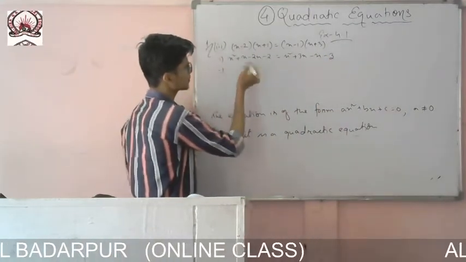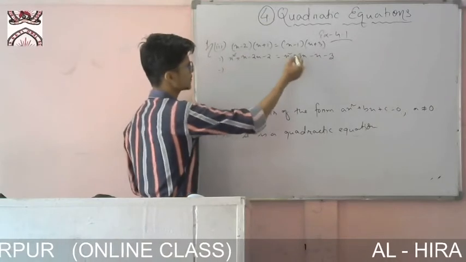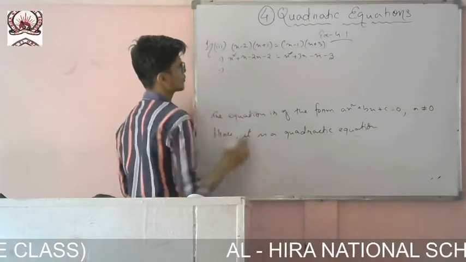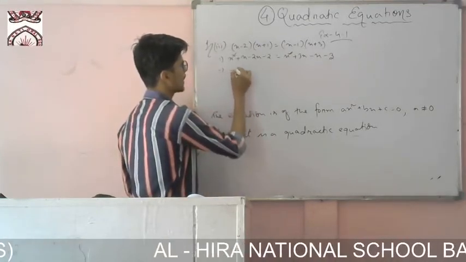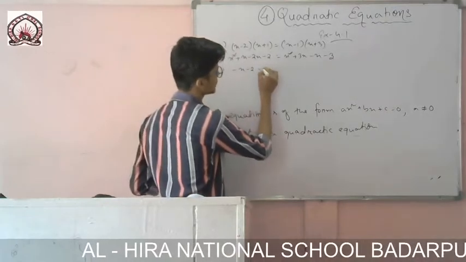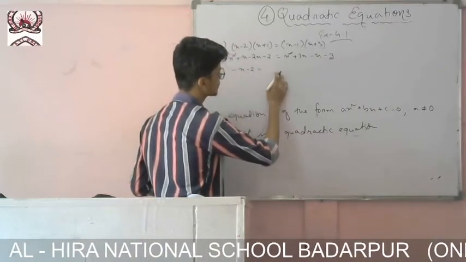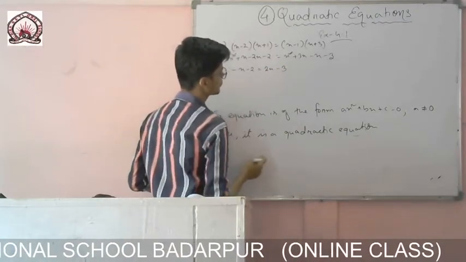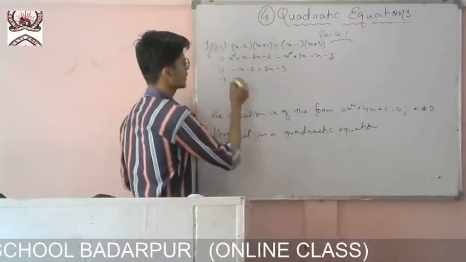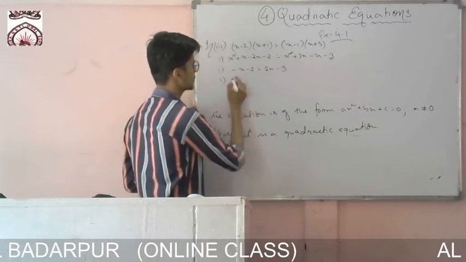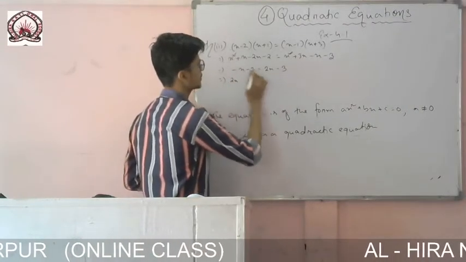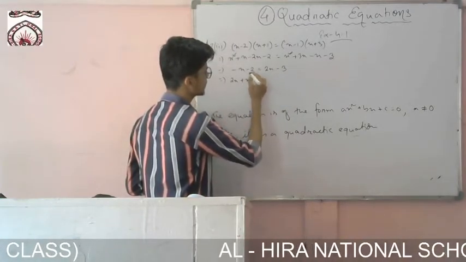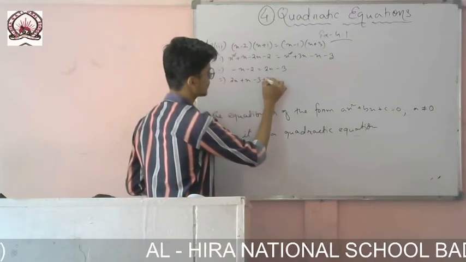If I change the side, here x square is positive, here also positive, so I can cancel. What is left is plus x minus 2x, that means minus x, minus 2, and on that side it is plus 3x minus x, so plus 2x minus 3. If I change the side, it will be plus 2x, then minus 3, and minus 2 becomes plus 2, equals to 0.